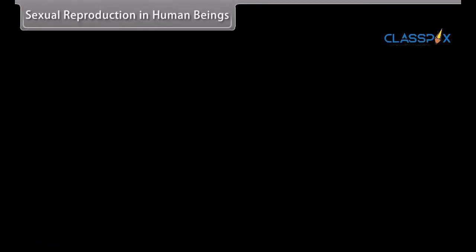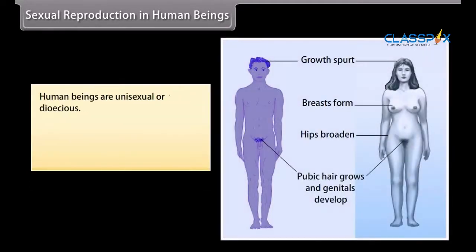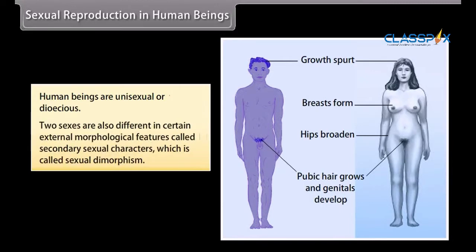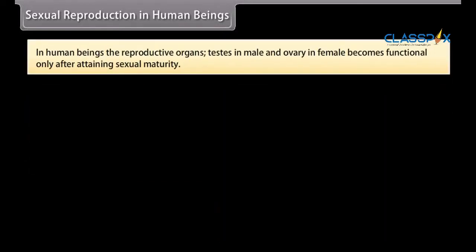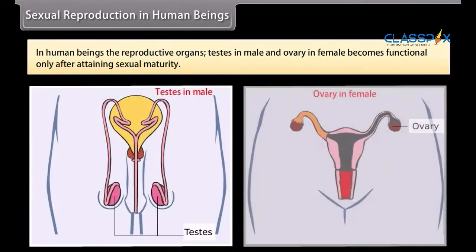Sexual reproduction in human beings. Human beings are unisexual or dioecious. The two sexes are also different in certain external morphological features called secondary sexual characters, which is called sexual dimorphism. In human beings, the reproductive organs, testes in male and ovary in female, become functional only after attaining sexual maturity.